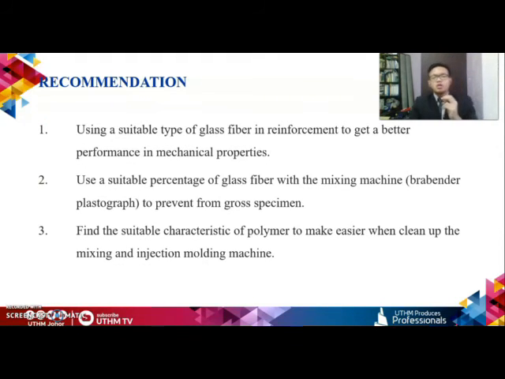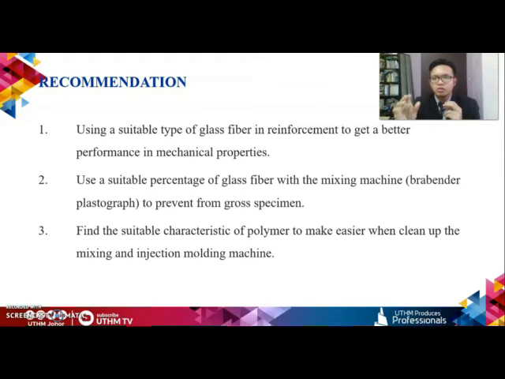It's quite high. So for the recommendation for this experiment, we must find and use a suitable type of fiber, or the glass fiber, in the reinforcement to get better performance in mechanical properties. Next, the most important point is we must find a suitable percentage of glass fiber with the mixing machine, the Brabender Plastograph, to prevent damage to the machine. As we know, this machine is very hard to handle, especially for the clean up time. So we must find the suitable polymer and fiber.